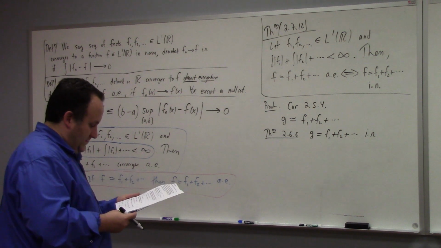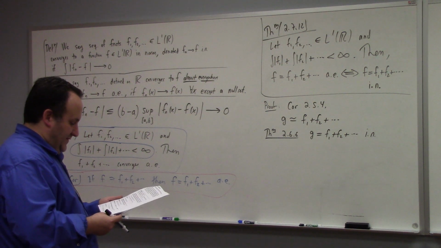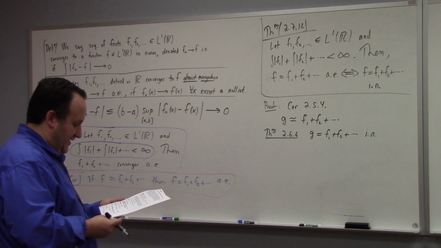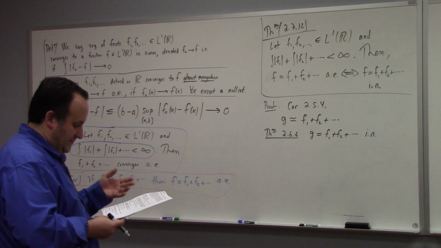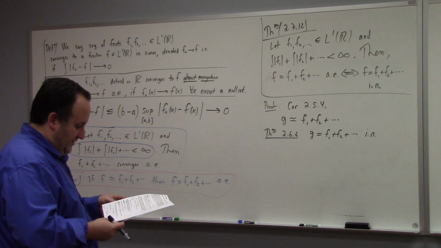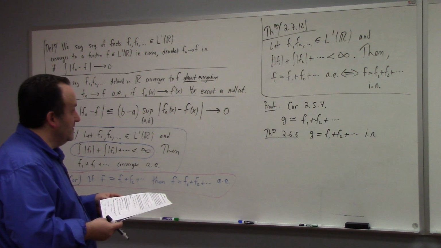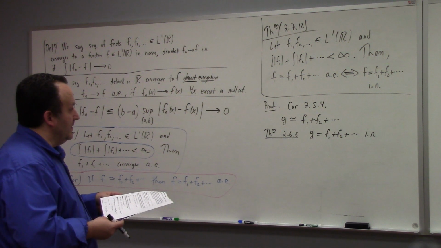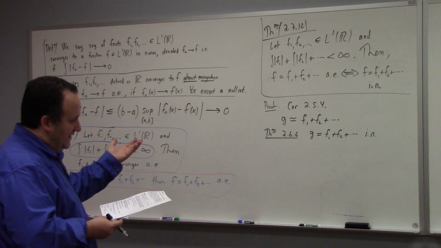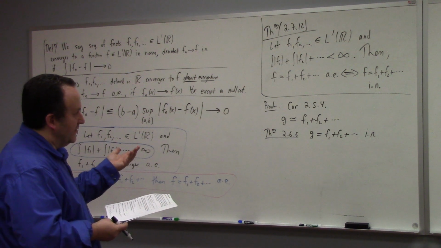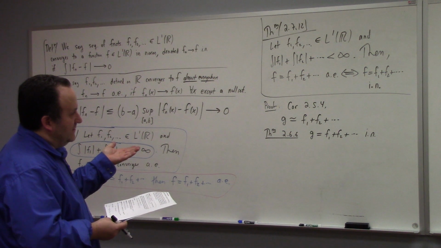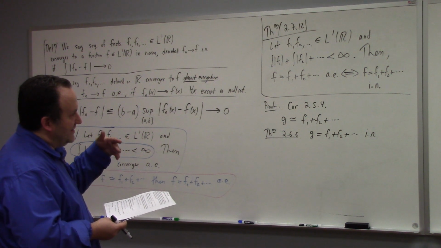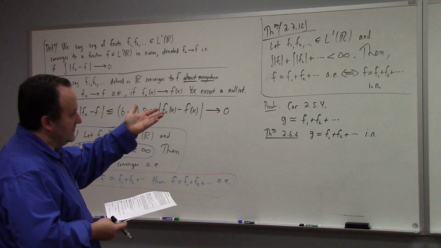That one just says that if you have F represented by F1 plus F2 plus dot dot dot, then the sum of F1 and F2 converges to F in norm. So that's an immediate consequence of corollary 2.54 applied to the function G, which is built from adding together the Lebesgue integrable functions.